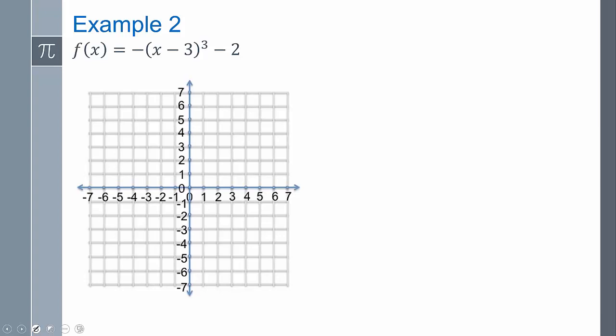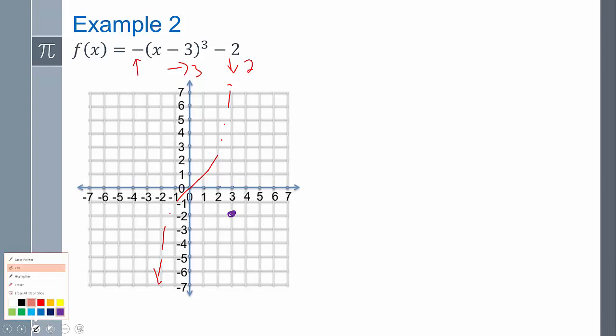I know this one's cubic, and so the cubic parent graph looks like this. Well, there's a negative in front, so I know that it's going to be a reflection over the x. I know it's going to move over 3 spaces and down 2. So this is going to move over 3 spaces, and down 2, which is here. But the reflection, right, this part right here, is going to get reflected downward.